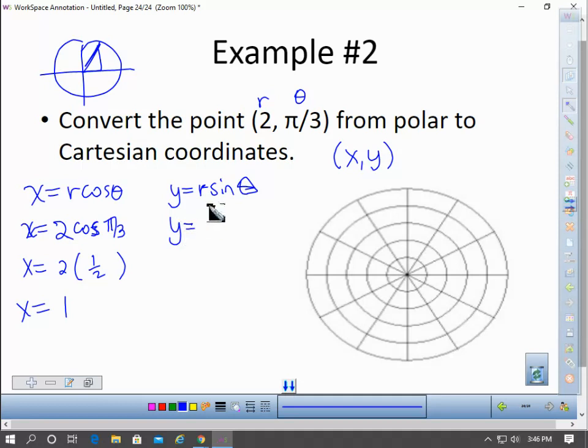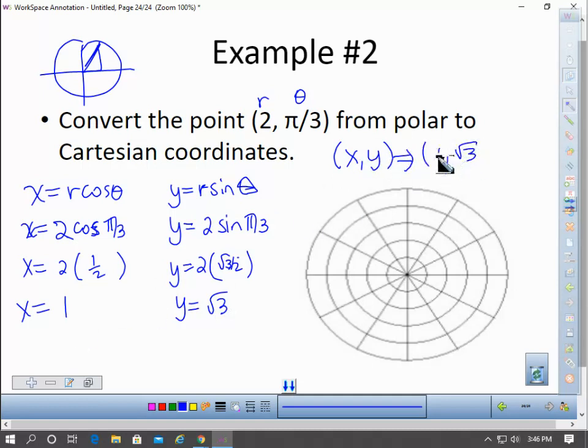Now to do my y coordinate, I'm doing my r value 2 times the sine of my angle pi over 3. So that's 2 times the sine of pi over 3. The sine is the y coordinate, so that's going to be radical 3 over 2. The 2's cancel, so my y coordinate is radical 3. That means my ordered pair in rectangular is 1 comma radical 3.